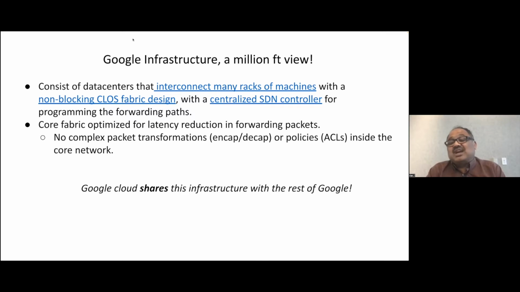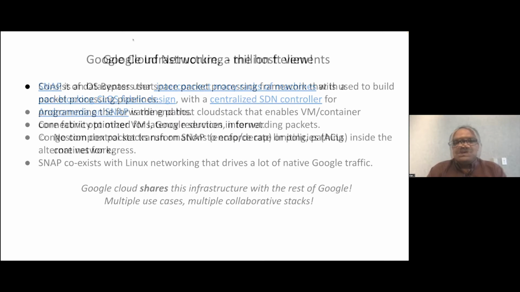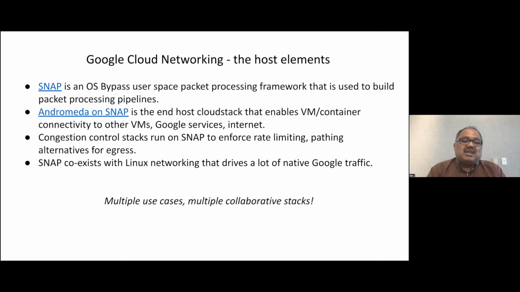Google Cloud actually shares this infrastructure with the rest of Google. So in Google Cloud, on the host, there are a few stacks that affect this packet transformation, since we don't do any packet transformation in our core of the network. So we have what we call Snap, which is an OS bypass user space packet processing framework that we use to build packet processing pipelines. It has taken many years, and it's somewhat equivalent to DPDK, but it's really a platform that allows us to construct packet processing pipelines on the end host.